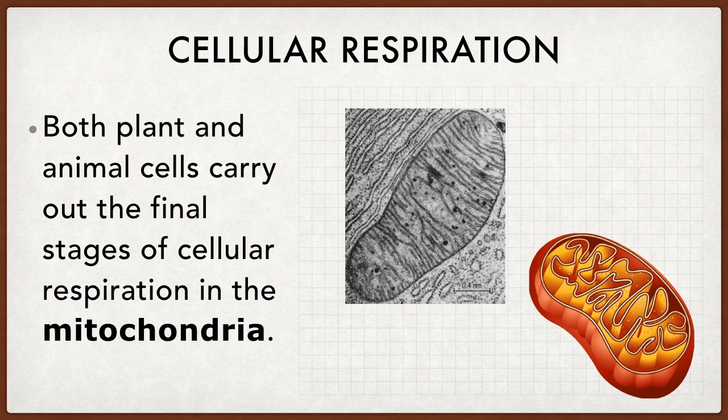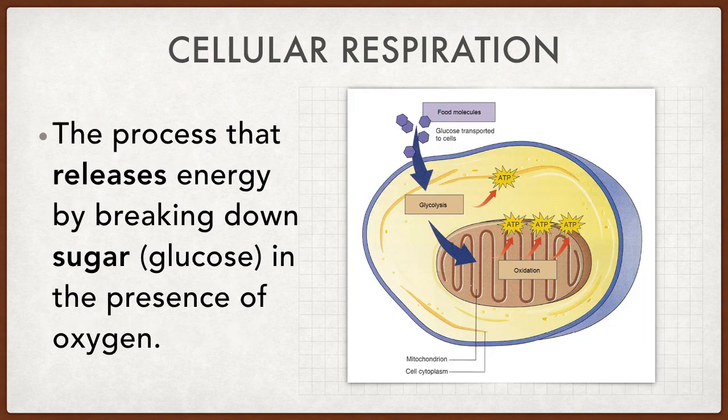So in your notes, you're writing this down. Plants and animals both do cellular respiration, and they do it in their mitochondria. This is the process that releases energy by breaking down that sugar glucose molecule when oxygen is present. Cellular respiration is a process, just like photosynthesis is a process. It releases energy by breaking down that glucose that plants get through photosynthesis and the glucose that we get through eating when there's oxygen around.